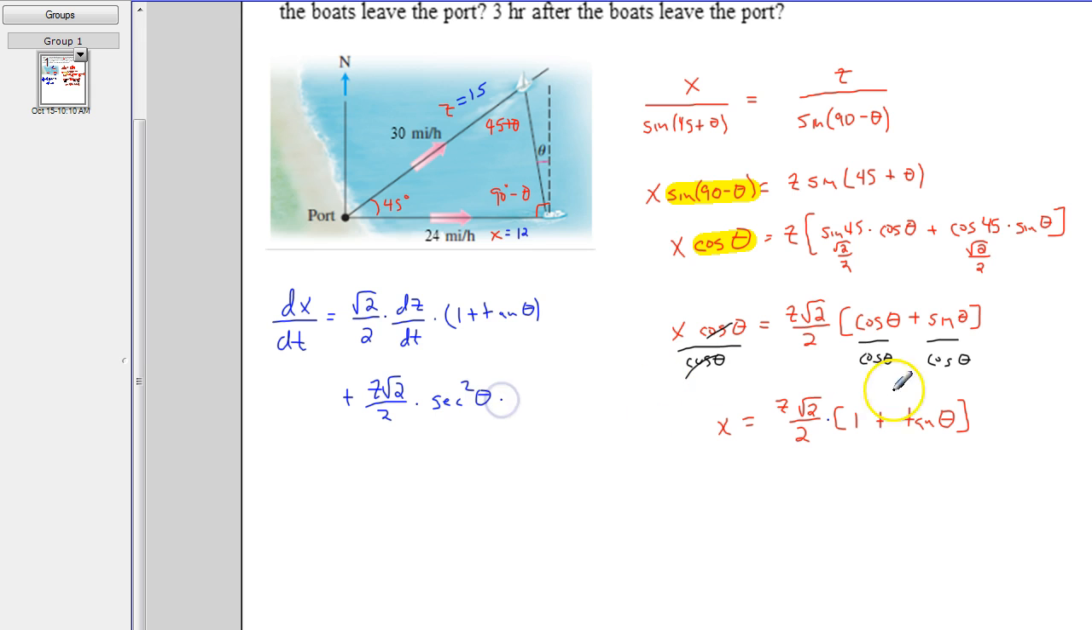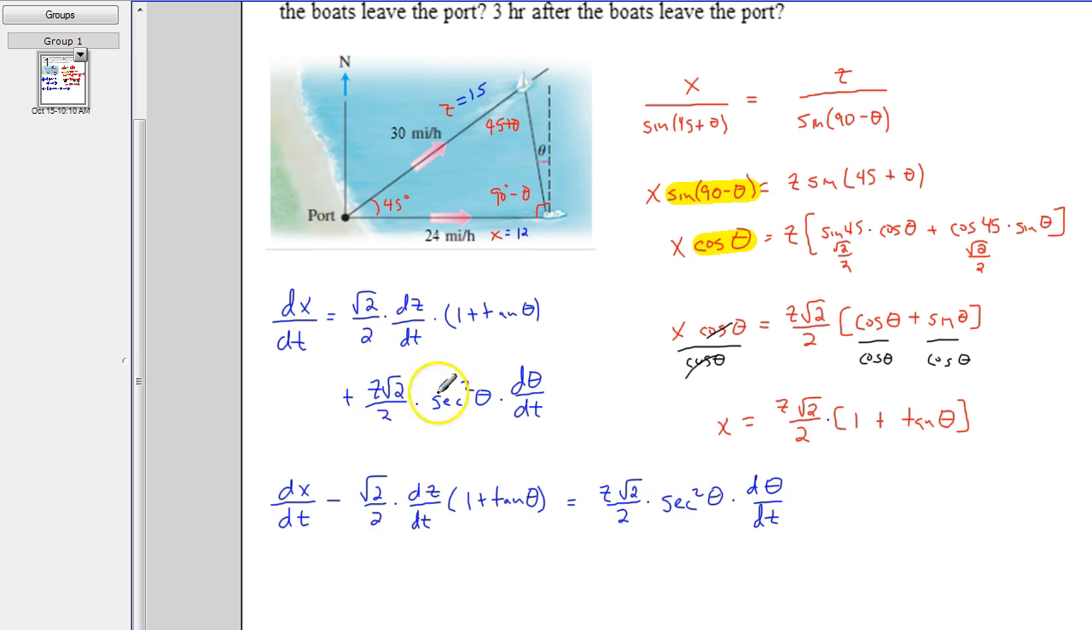Alright, and then we chain on the derivative of that, so d theta dt. So there's the thing that we want to isolate, the d theta dt. So the first thing I'm going to do to isolate d theta dt is to move this to the other side. It's being added to this term of d theta dt, so all this gets subtracted over with the dx dt. Okay, now I need to divide this away.